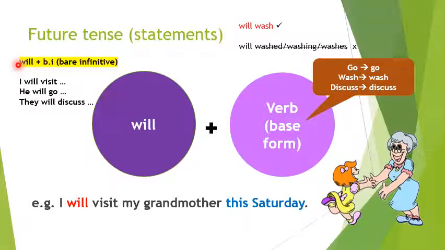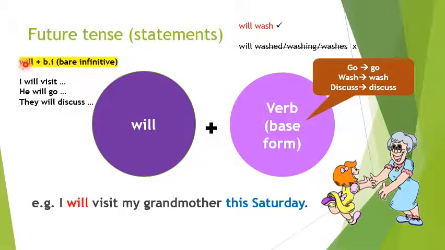In the future tense, the structure is will plus bare infinitive. Example: he will visit my grandmother this Saturday. Okay, so this is your grandmother. I will visit my grandmother this Saturday. This is just something to remind you. Make sure you use the bare infinitive form.